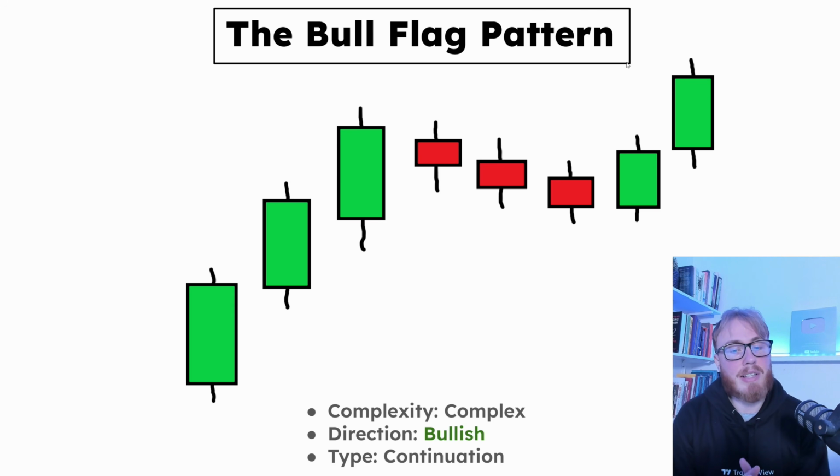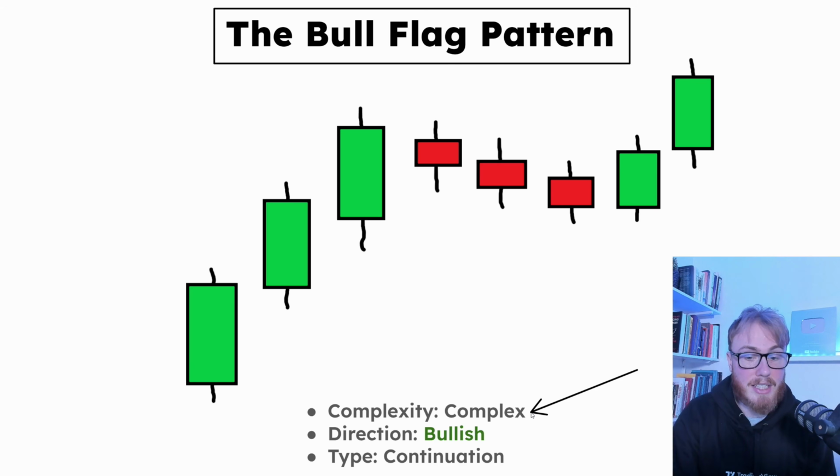And this right here is a very large candlestick pattern. So as you can see, this is definitely a complex pattern. A complex candlestick pattern is just a candlestick pattern that consists of more than one candlestick. And the two previous patterns we talked about were just simple patterns, but this one is definitely complex. The direction here for this pattern is bullish and the type is continuation.